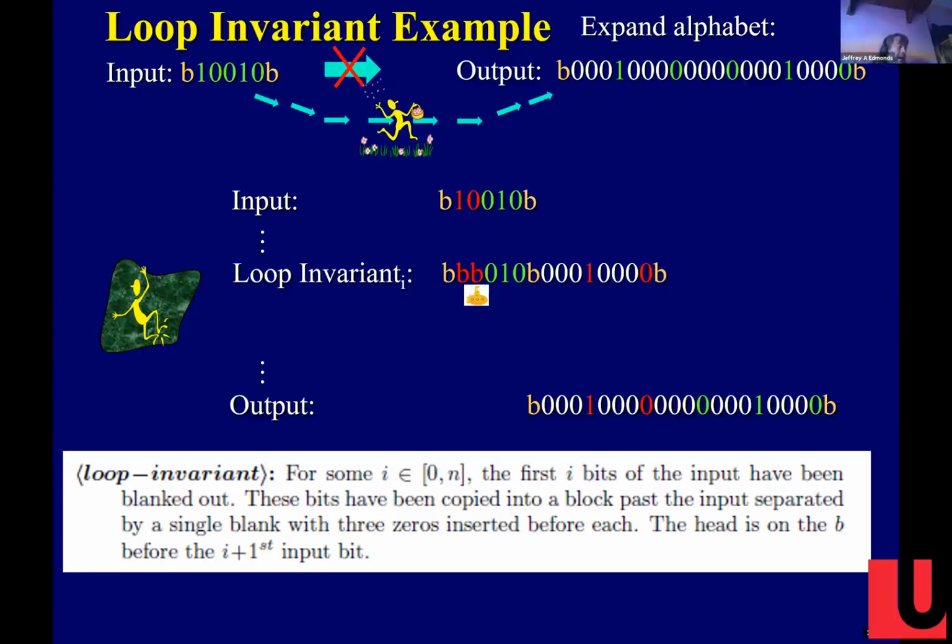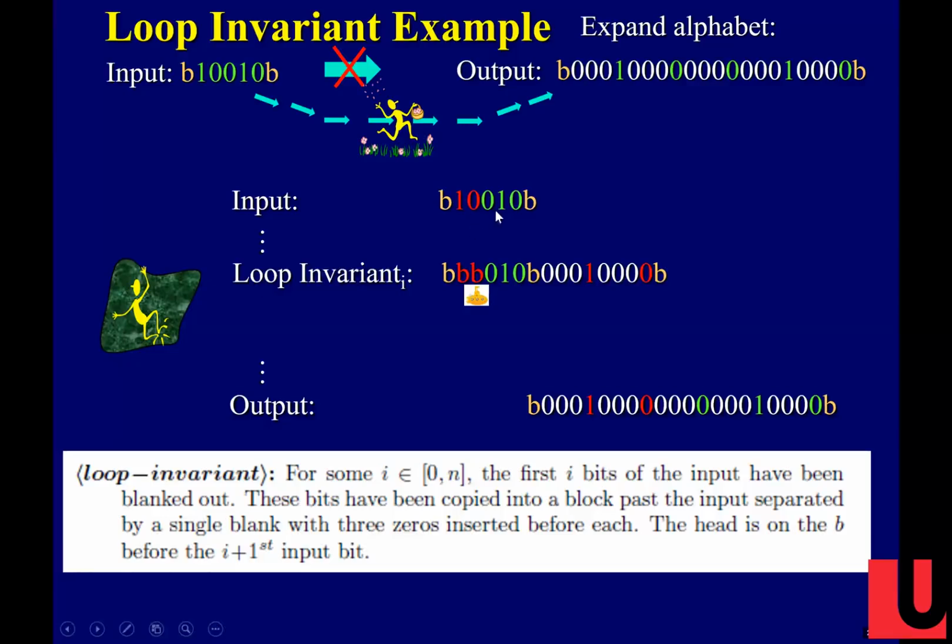That's not your problem right now. Don't worry about the code yet. We're just trying to understand what the loop invariant is. What's true at this point in the code, right?